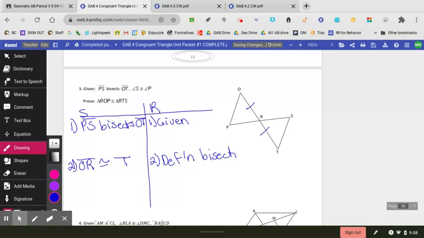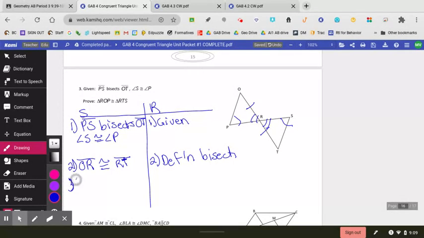So I know OR is congruent to RT. Then I'm given that S is congruent to P. So if I'm looking at my triangles, I have a given side. I have a side congruent that's not given, but I got it from the givens, and an angle. So in order to prove these congruent, I need either another side or another angle to use one of my methods. Looking at this diagram, I see a pair of vertical angles.